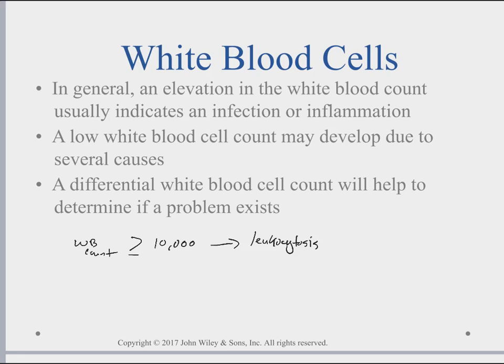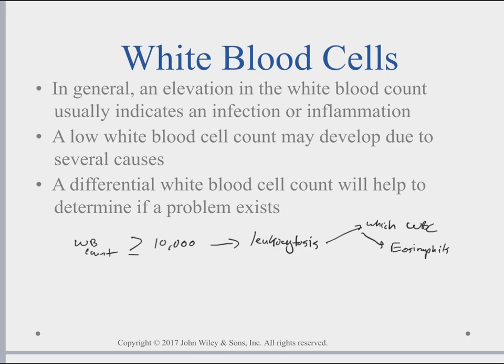Now, what do we do with that? What does this mean? Yes, it tells us we have an infection or inflammation. Now, we can use a differential white blood cell count to tell us specifically which white blood cells are more predominant. For example, if you have a high count of eosinophils, this can indicate a parasitic worm infection, right? So the differential white blood cell count will help us determine what the problem is specifically based on that specific white blood cell.